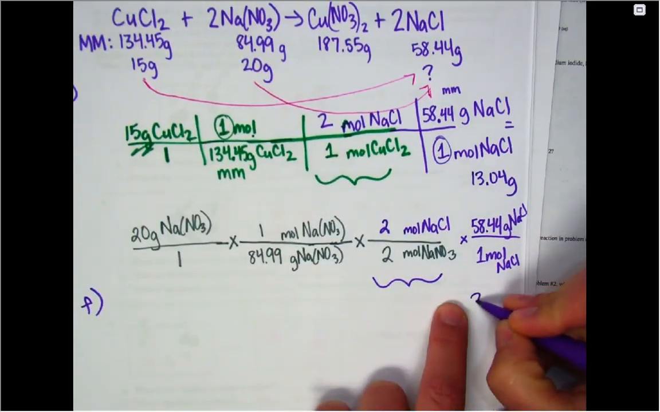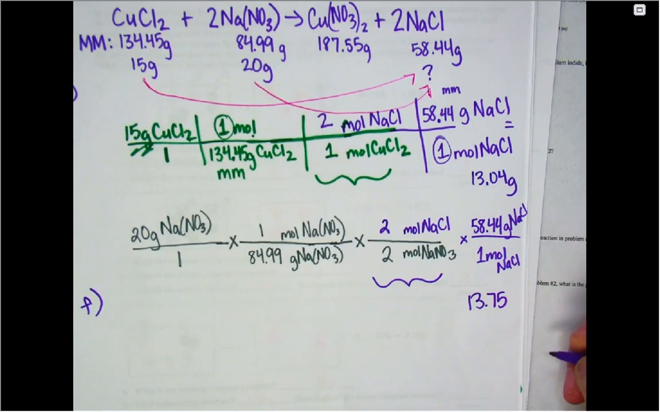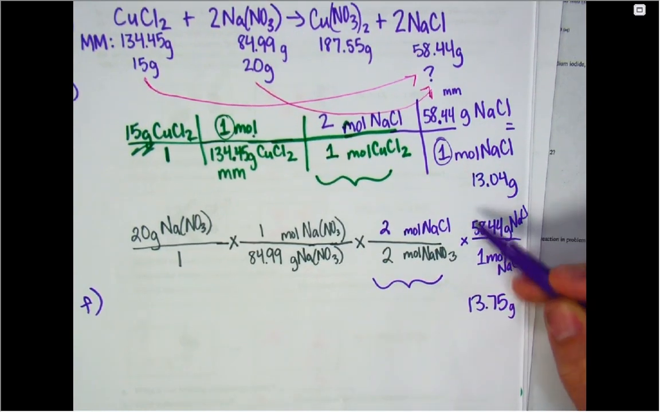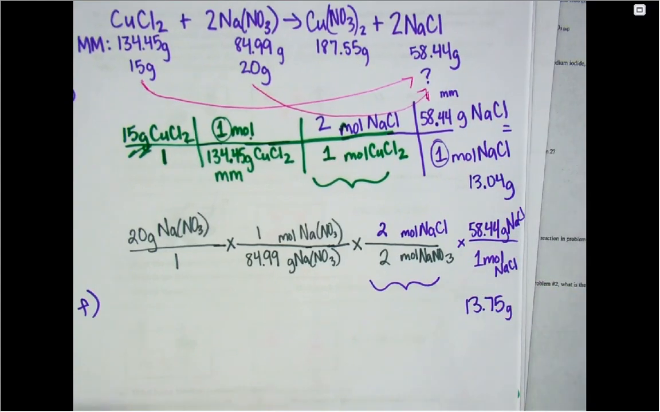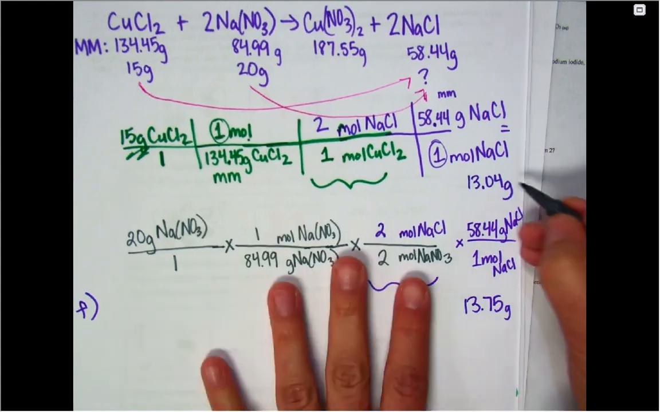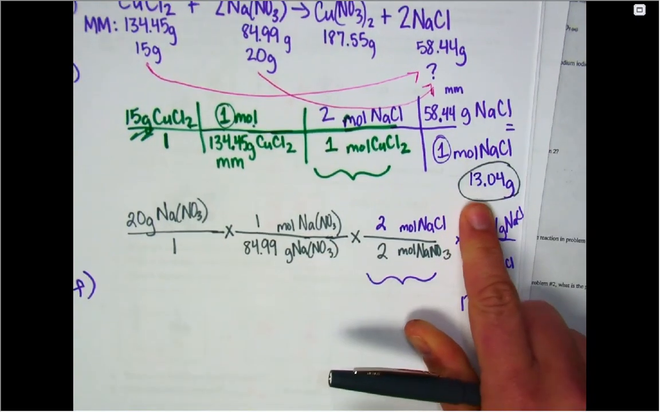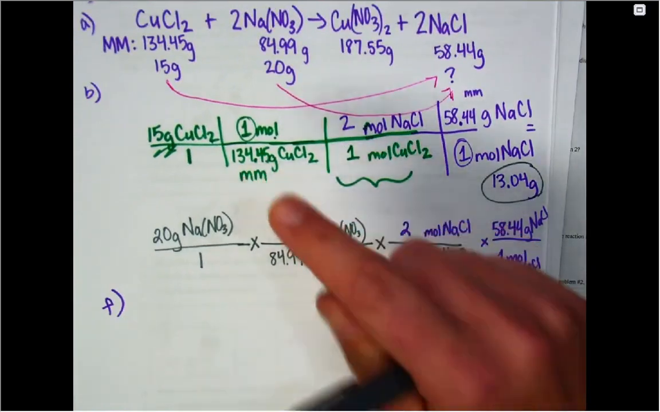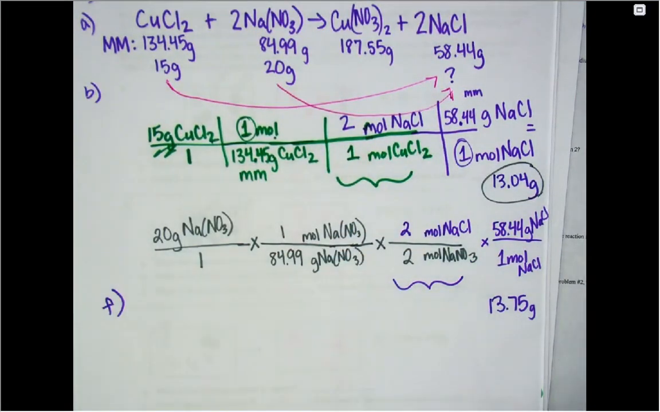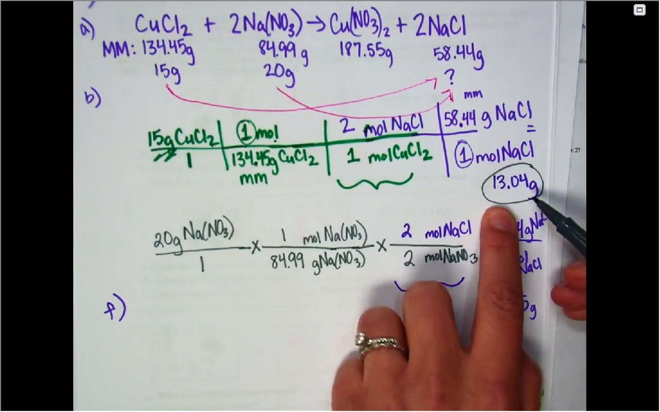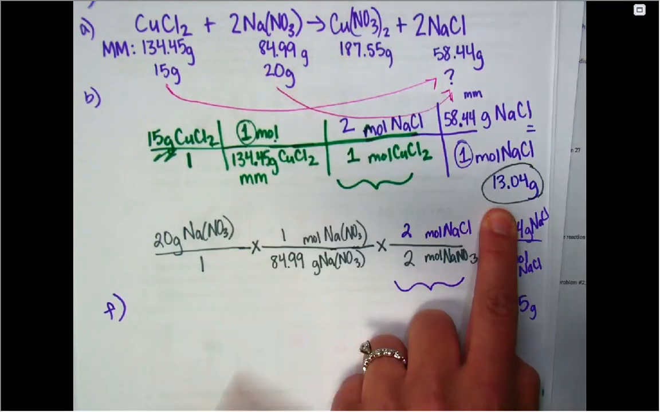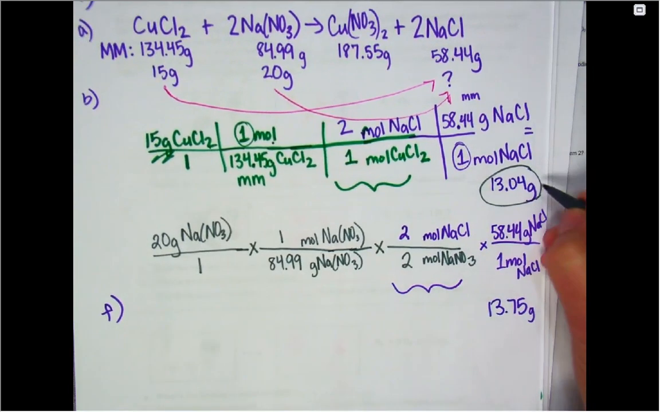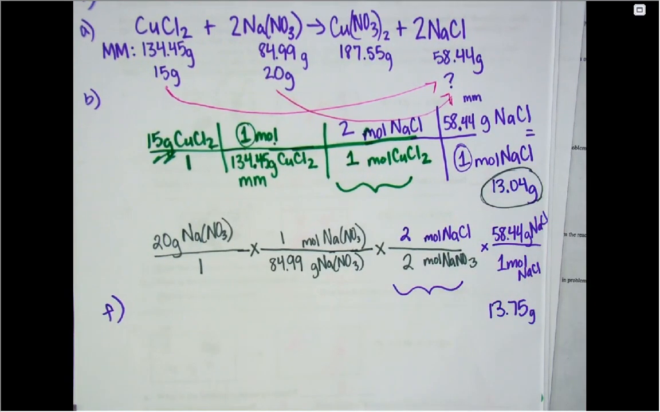Chloride, and then 13.75 from our sodium nitrate. So out of those two answers, we're only going to listen to the smaller number. This is what we can only predict, because what this means is that, hey, you mixed 15 grams of this, 20 grams of this, who cares, because this is all that you're going to be able to make. Once that got used up, that was where it stopped. This is what you had. So your final answer for letter B should be 13.04.